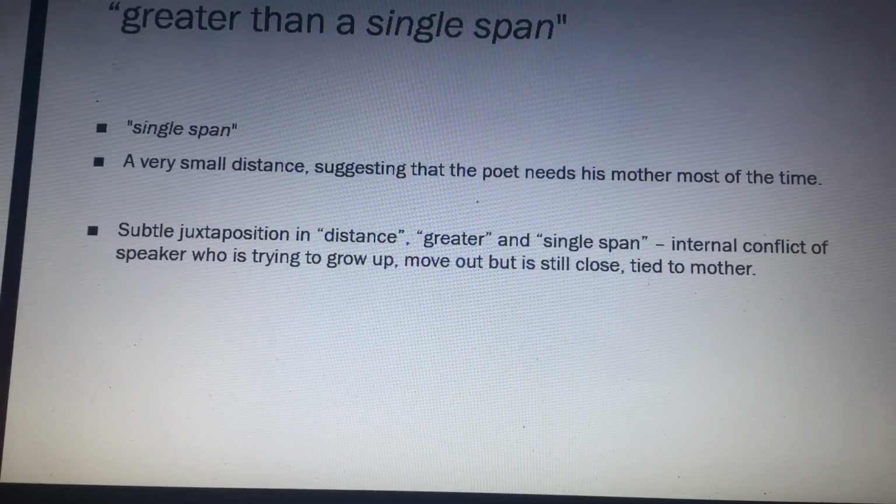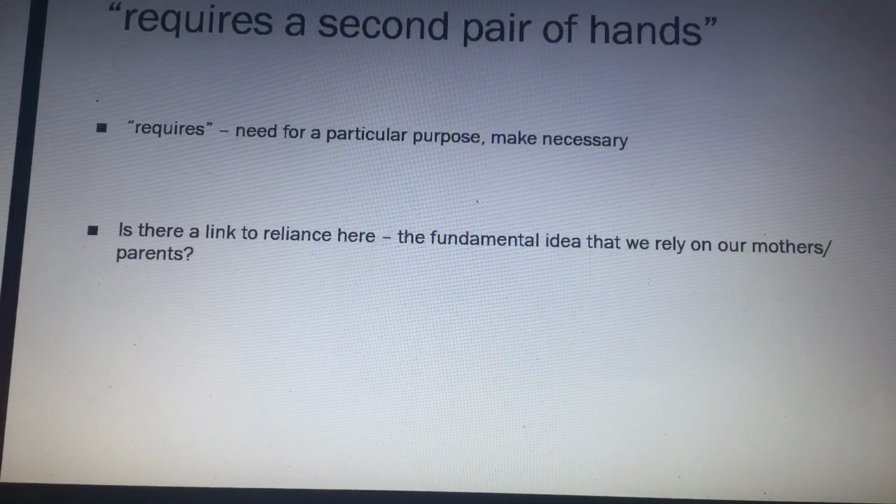And we get that notion of being tied to him through the extended metaphor of an umbilical cord and the literal tape. Requires a second pair of hands. Well, requires literally is need for a particular purpose or to make necessary. So the second pair of hands being the mother here is necessary.